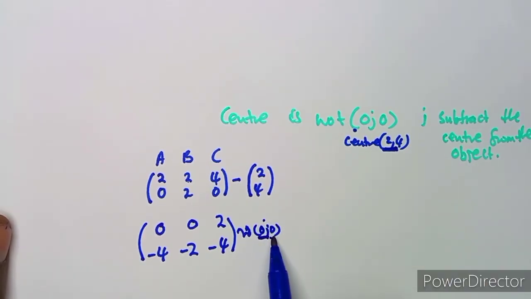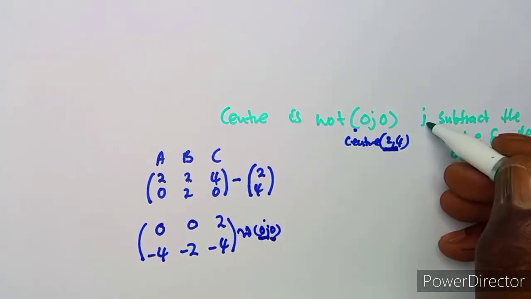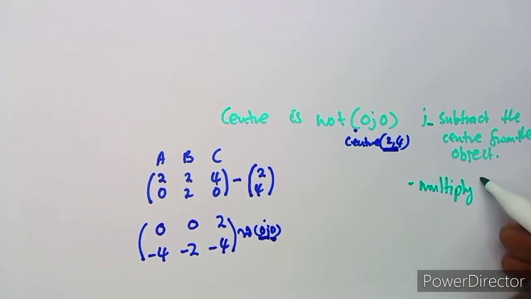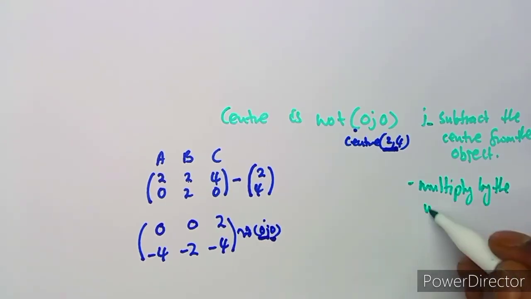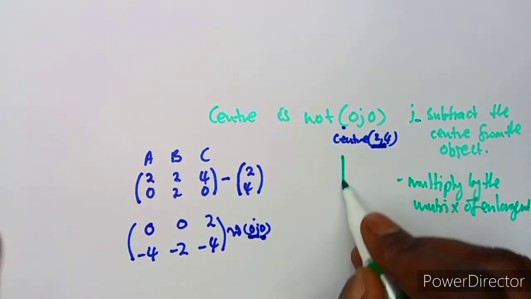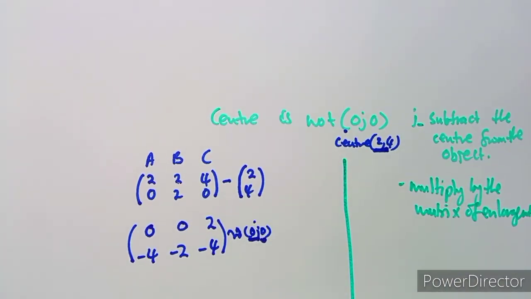So I'm now at 0 0. If I am at 0 0, it means I am now able to multiply by the matrix of enlargement. And what is the matrix of enlargement in this case? Remember, we are given that our scale factor is what?